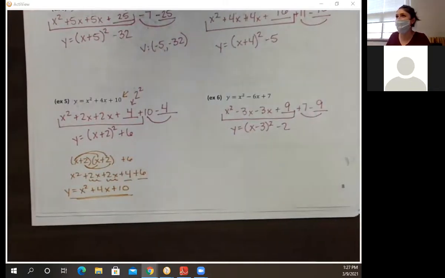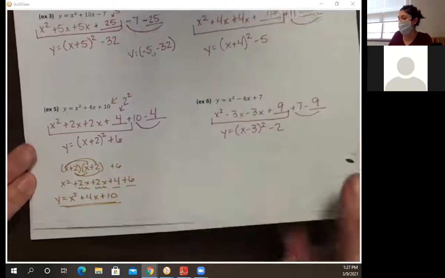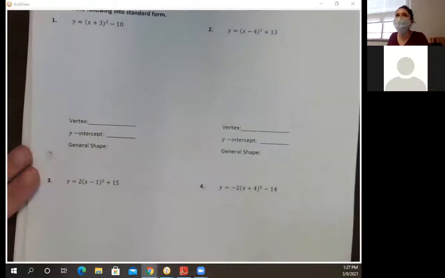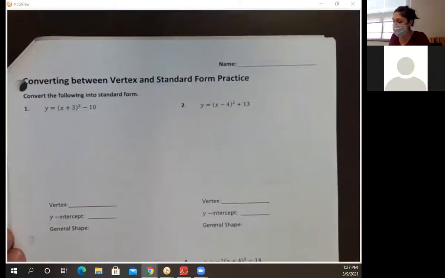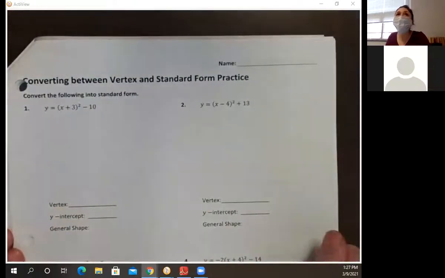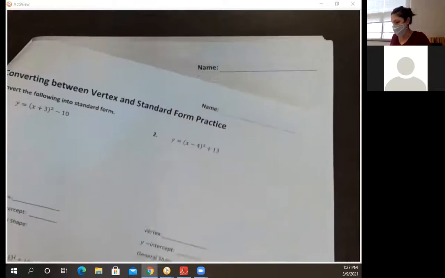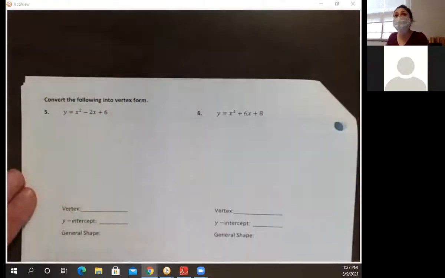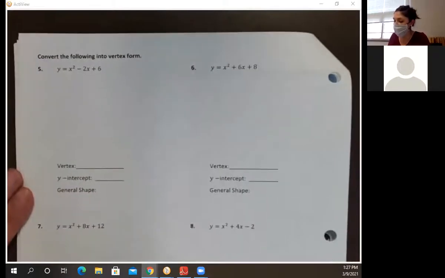Questions for me for today? Okay, so for homework, I want you to work on pages 9 and 10. On page 9, you've got equations in vertex form. You're going to change them to standard form. Identify your vertex and your y-intercept for me. On page 10, you've got standard form. You're going to change them to vertex form. Again, give me your vertex and your y-intercept.